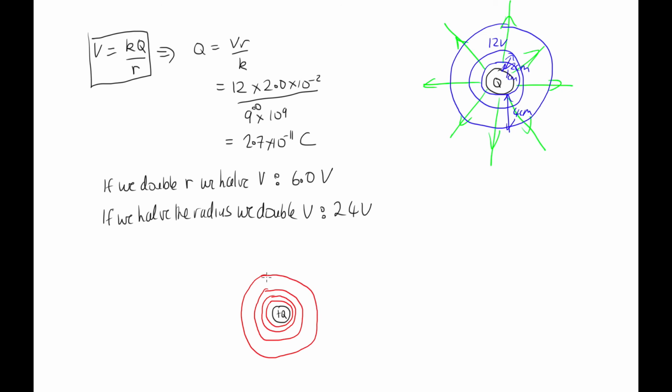So they'll get further and further away as we get to the smaller voltages. So the equipotential surfaces would look something like that. Sorry about my really wonky circles.